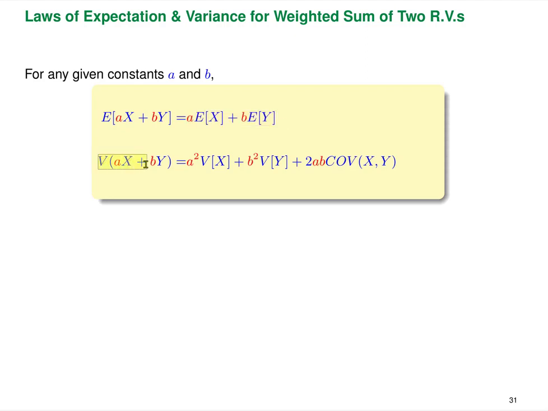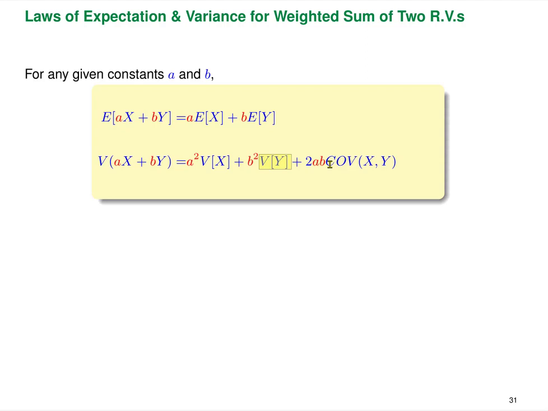The variance of the linear combination of the two random variables, ax plus by, where a and b are two constants, is equal to a squared times the variance of x plus b squared times the variance of y plus 2 times a times b times the covariance between x and y.